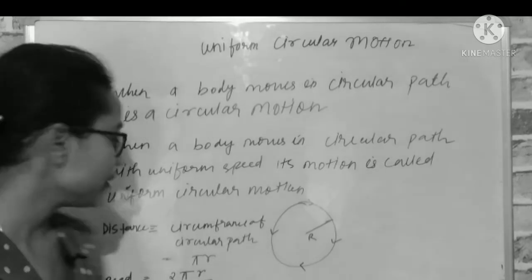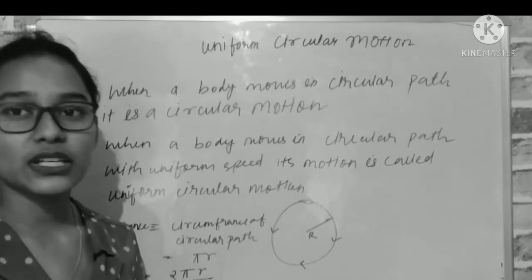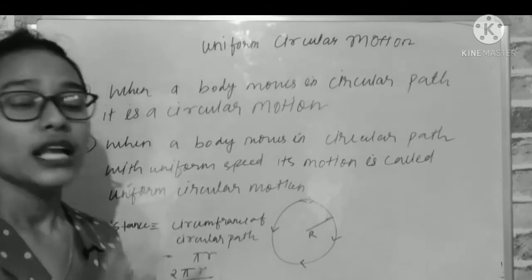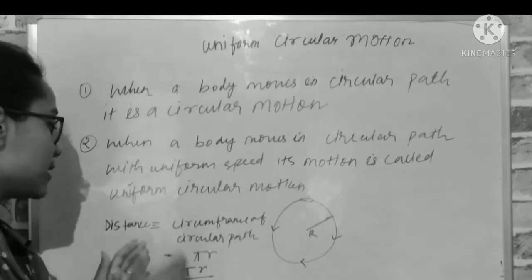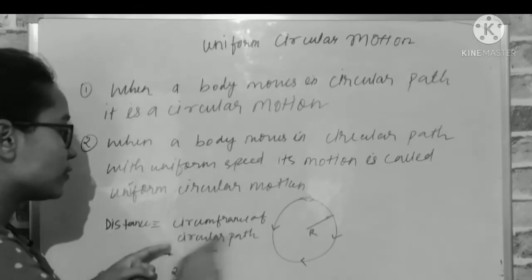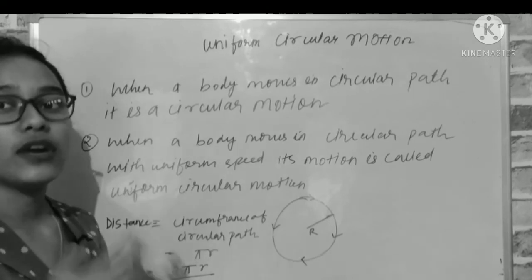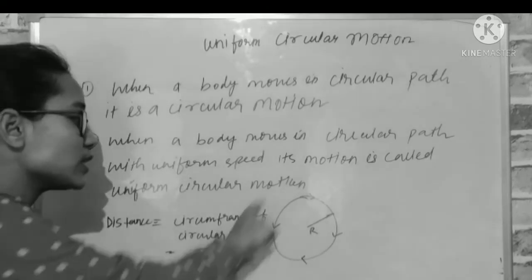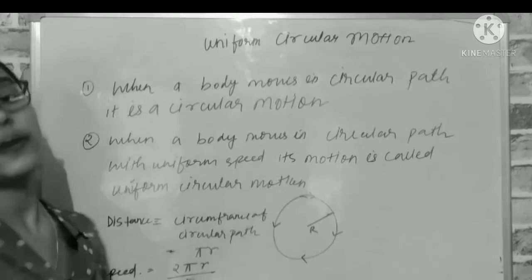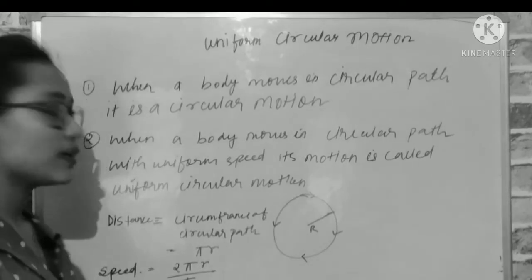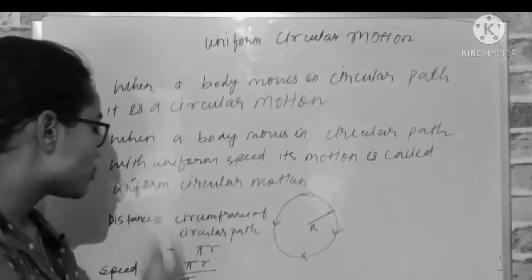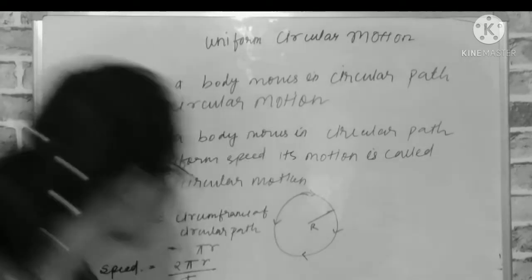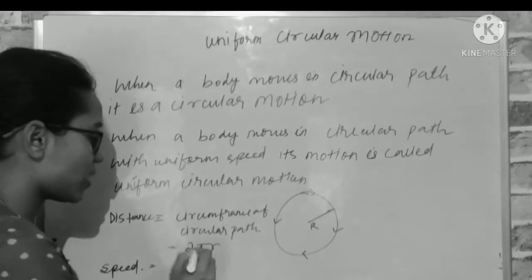Okay. Now I want to find the speed of that body. So how will I find it? Speed equal to distance by time. Now how will we take distance here? You see, distance is equal to the circumference of the circular path. That is, what is the circumference of a circle? Twice pi r. So the circumference of a circle is twice pi r.